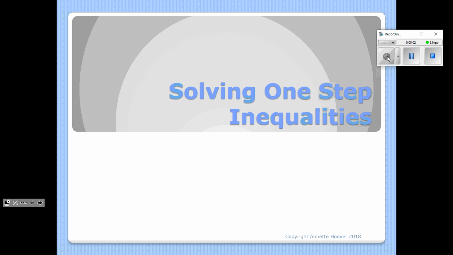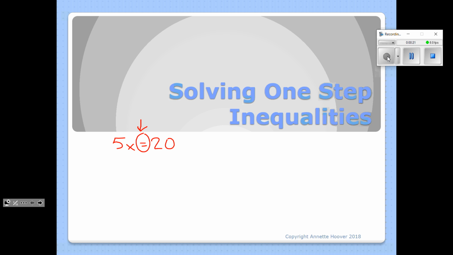In this lesson, we will be solving one-step inequalities. So first, let's talk about what an inequality is again. We have had one-step equations, for example, when we had 5x is equal to 20. When you have an equal sign, you're saying that there is one solution.